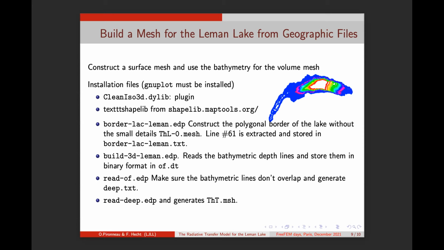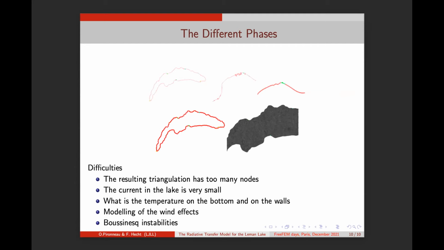I'll show some pictures. Then you have to be able to read the bathymetric lines, as shown here, so lines of constant depth, and you have to transform that. And finally, you generate a mesh according to freeform format. So here are the steps.